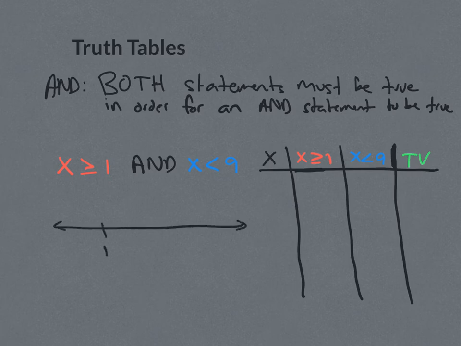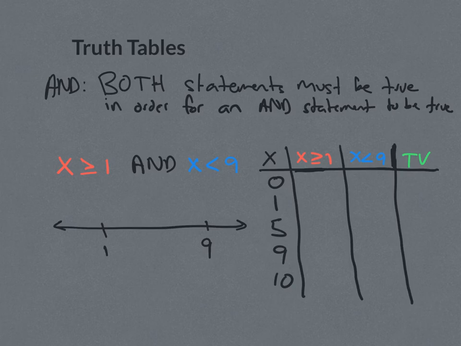I'm going to put 1 and 9 on it. Okay, now I need a number from each section. Left, tick mark, middle, tick mark, right. So those numbers that I'm going to choose for my truth table are 0, 1, anything between 1 and 9, so maybe I'll go with 5, 9, and 10. Okay, so I use those.